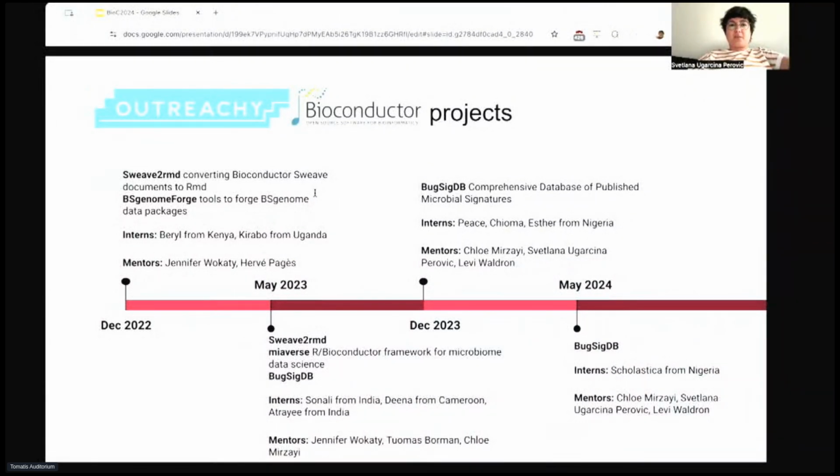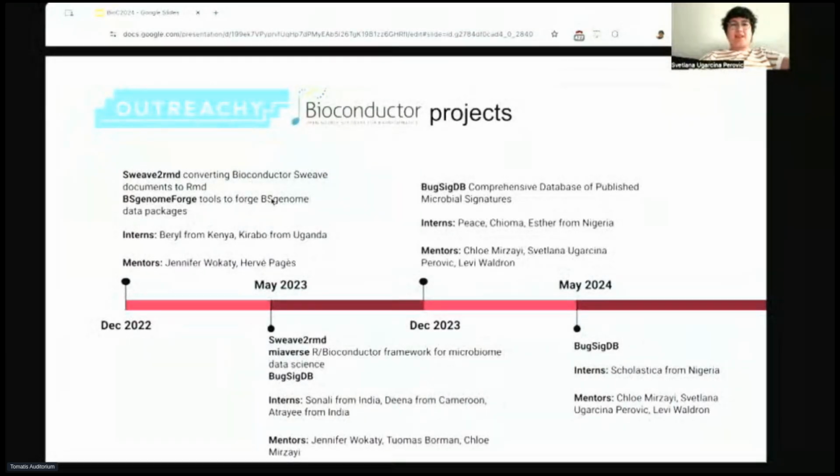The second round in May 2023 expanded our scope. We continued with SWIV 2RMD, added Miaverse and BacSigDB. 3 interns, Sonali and Pratheepa from India and Dina from Cameroon, were mentored by Jen, Thomas, and Chloe. The last two rounds focused on BacSeq-DB, and we have 4 interns, Peace, Xinyue, and Esther from Nigeria, and Scholastic also from Nigeria. And they are being mentored by Chloe, Levi and myself.